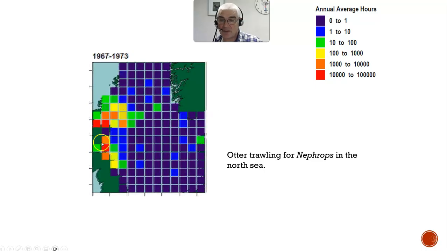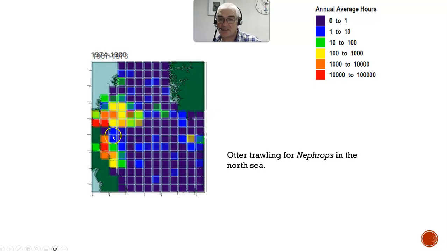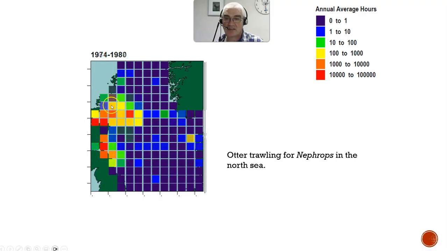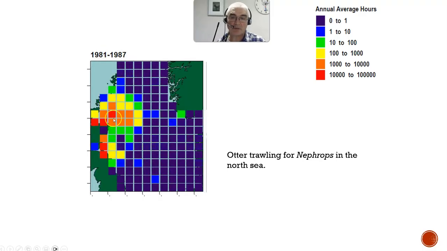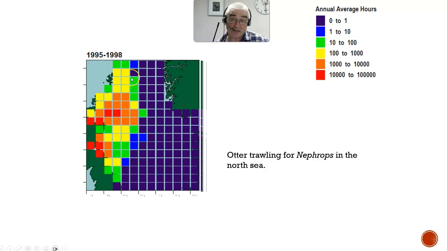So there you go. It's very constrained here. In the 60s and 70s, it gets more and more extensive. This is when we really started eating scampi in fish and chip shops. And then when you get as far as 1987, and in the late 90s, you can see that it was very extensive.